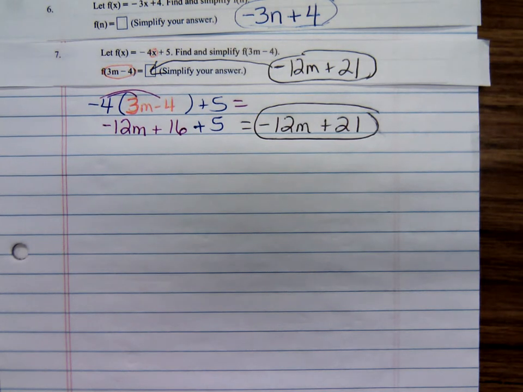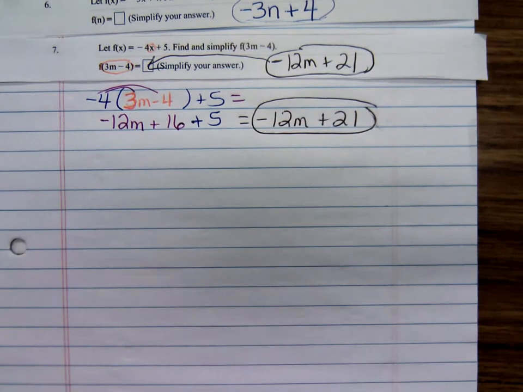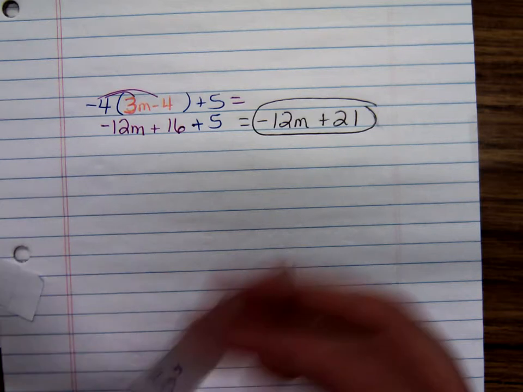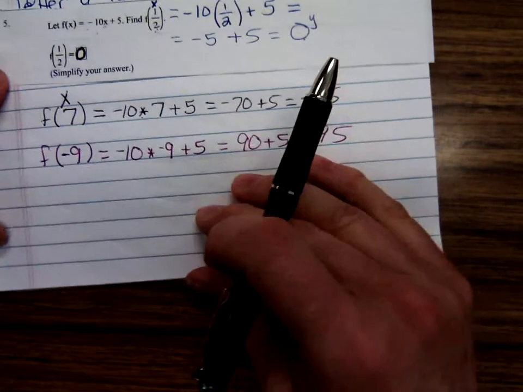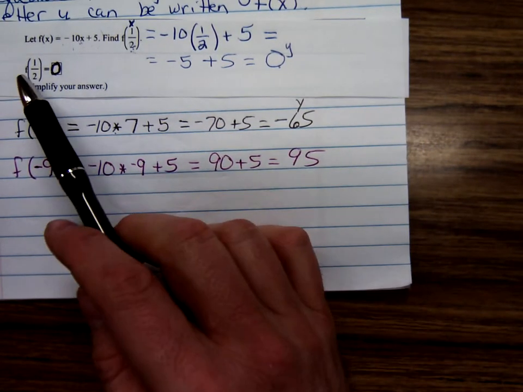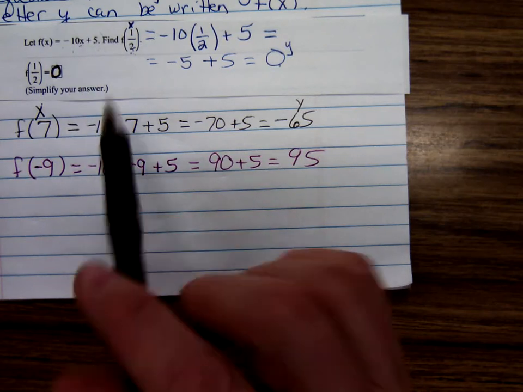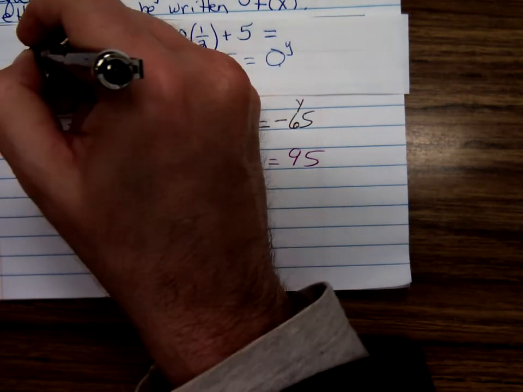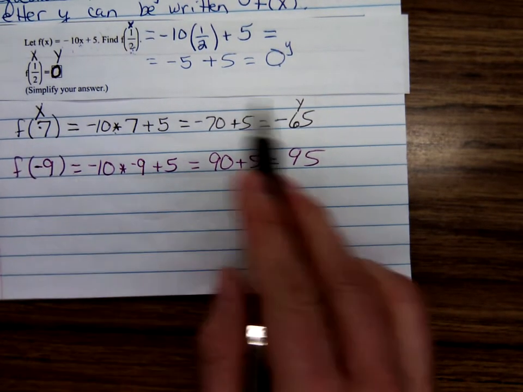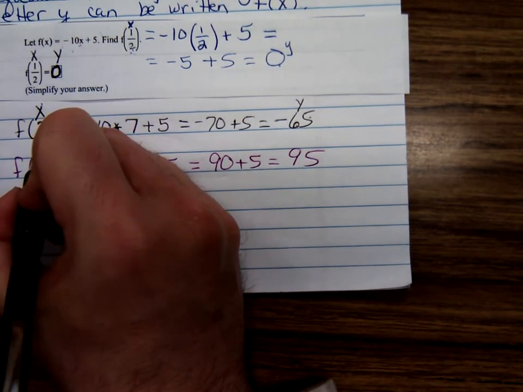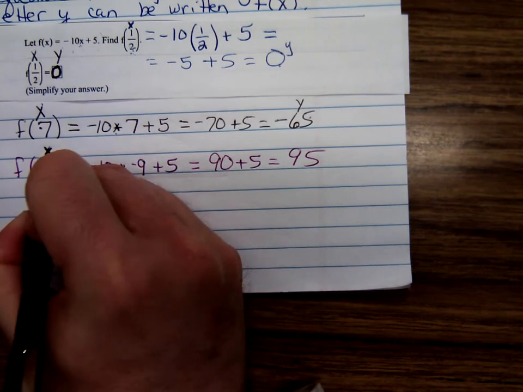But now, okay, going back to this stuff right here. I just started that function notation. Whatever's in the parentheses, you plug it in, and that gives you the y value. The number in the parentheses is the x. Your answer is the y. X, y. To find f of negative 9, negative 9 is the x. 95 is the y.